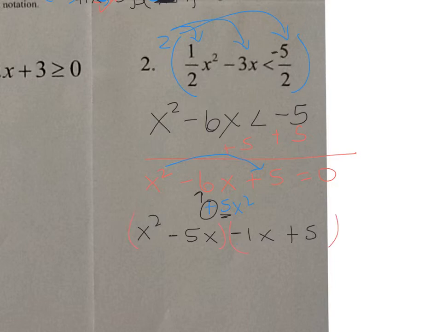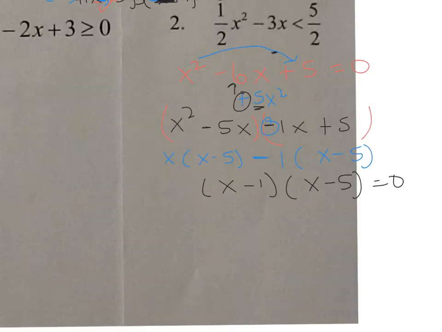The GCF of the first group is x times x minus 5. I have a minus here, so put the minus on the outside. My GCF is 1 times x minus 5. So my factors are going to be x minus 1 times x minus 5, and you can put down equals 0. Now I'm going to make my t-chart, and I get x is equal to 1 and x is equal to 5. All right, so now I'm going to draw my number line.